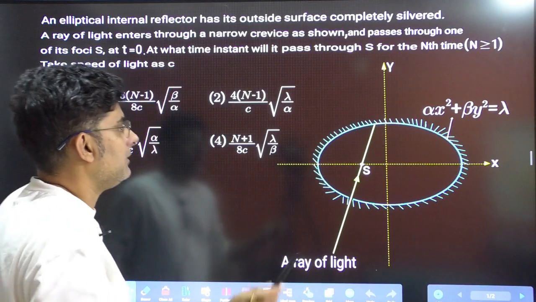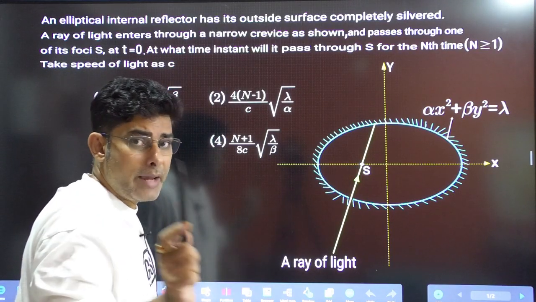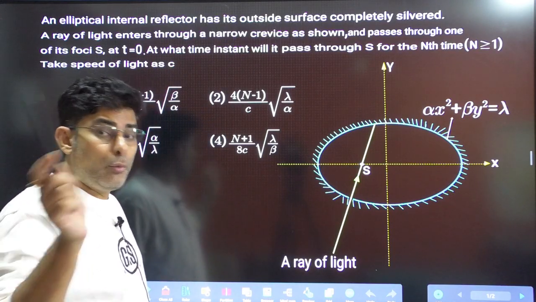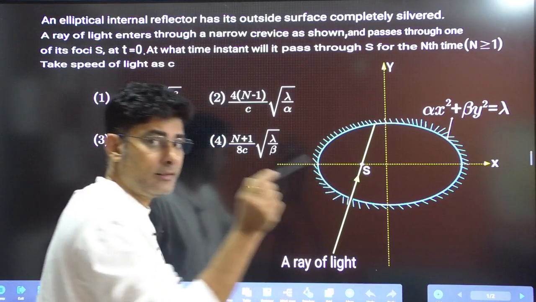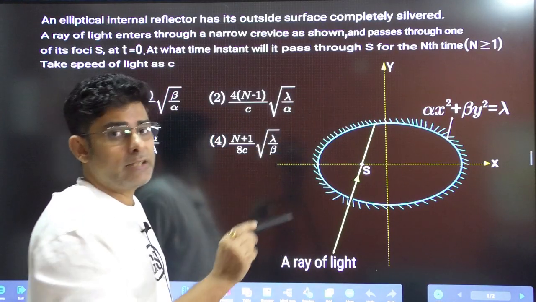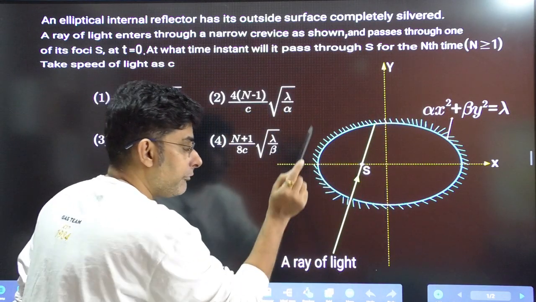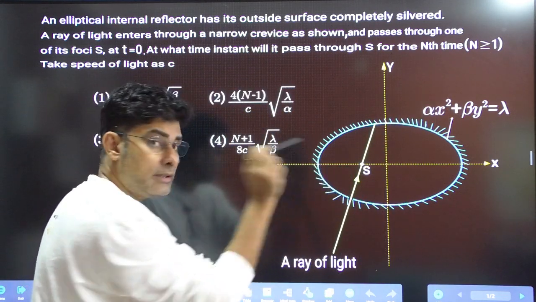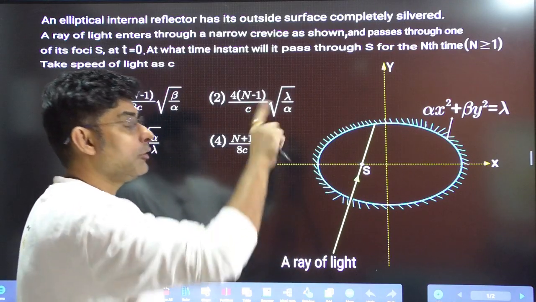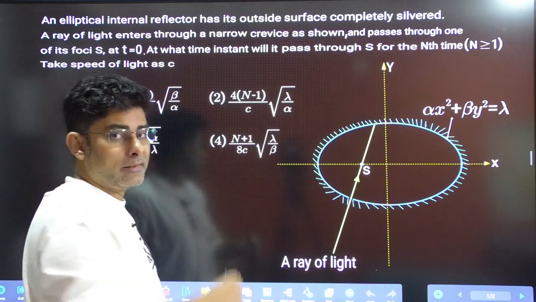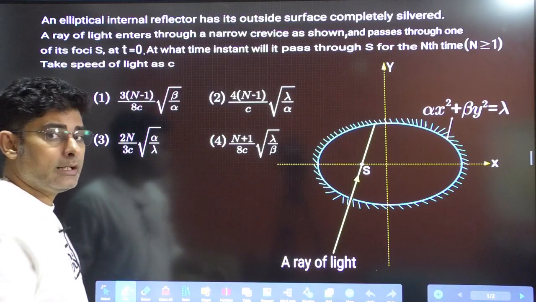The question is that if I take the first time it passes through S, that time instant, as t equals 0, at what instant will it pass through this same focus again for the nth time, where I have given n is greater than or equal to 1, meaning t equals 0 is the first time it is passing through the focus under consideration. So the nth time when it will pass through the same focus, and I have given 4 options over here.